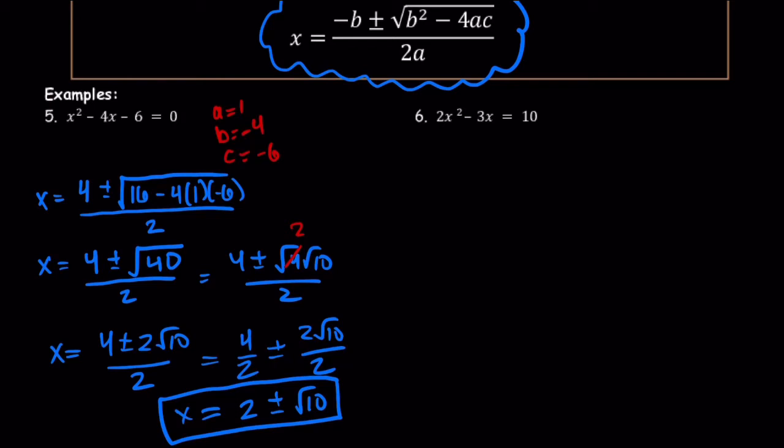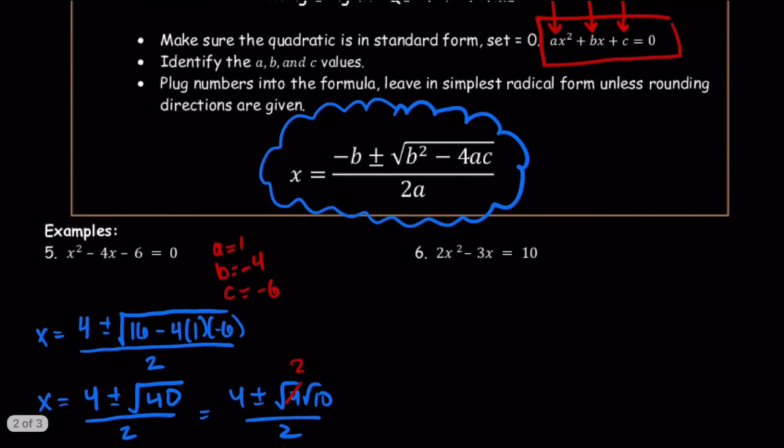Okay, number 6. Notice that's not in standard form, right? Our standard form is equal to 0. So I need to subtract 10 from both sides. So let's do that. It gives me 2x squared minus 3x minus 10 equals 0.